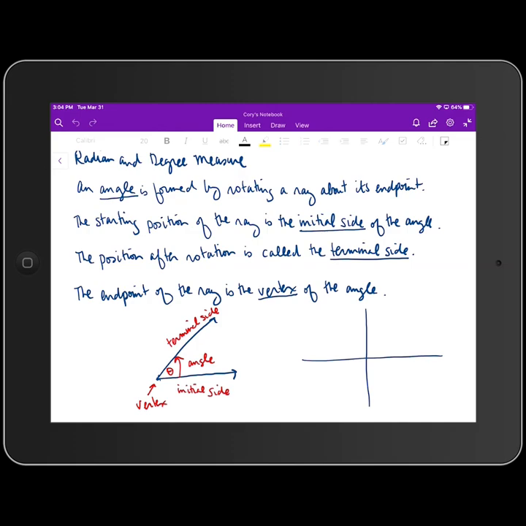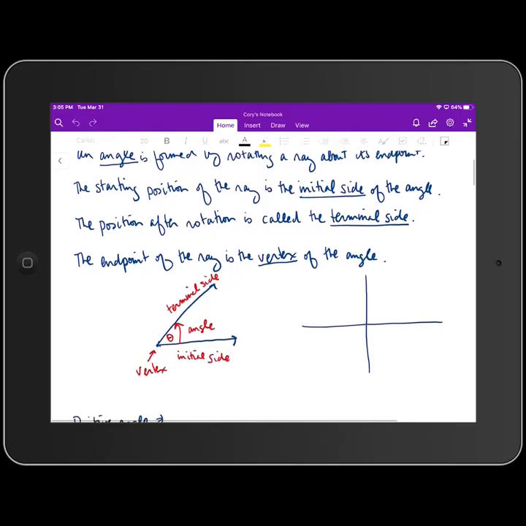So that's our angle. The starting position of the ray is the initial side of the angle. The position after rotation is called the terminal side, and the endpoint of the ray is the vertex of the angle. So the vertex is where the initial side meets the terminal side. I have an arrow moving in a counterclockwise direction to indicate the direction of rotation, which is important because depending on which way we rotate our ray, it corresponds to a positive angle measure or a negative angle measure.